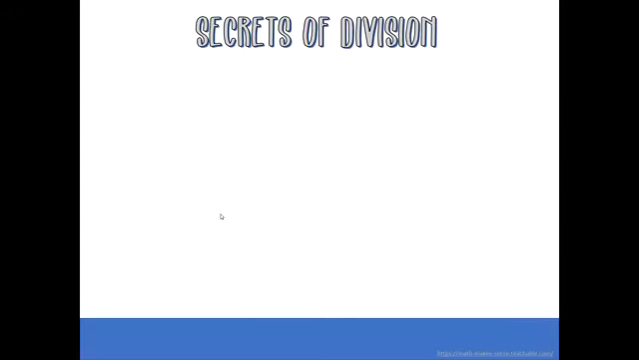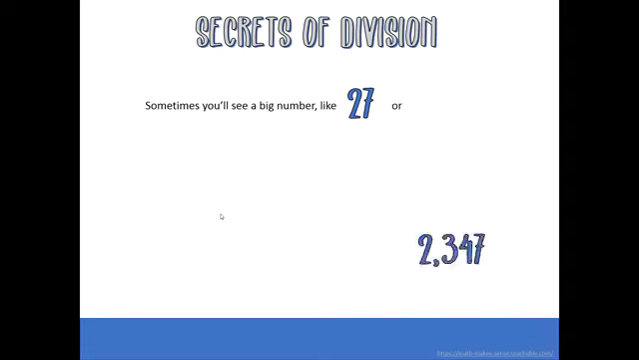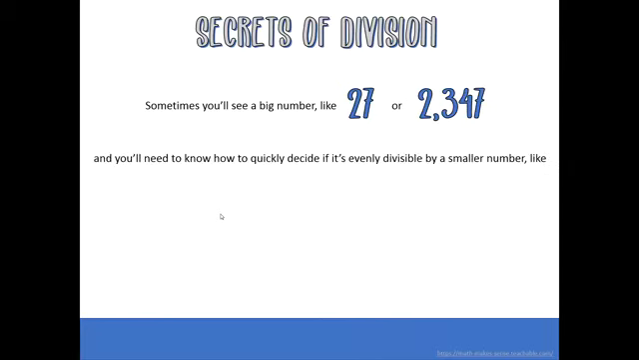And let's get started. So we're talking about secrets of division. Moving on to the final stage here in working with numbers. Sometimes you'll see a big number like 27 or 2,347. So we'll learn to work with all sizes of numbers here. And you'll need to know how to quickly decide if it's evenly divisible by a smaller number, like 2 or 3 or 6 or 9. Those are some examples.